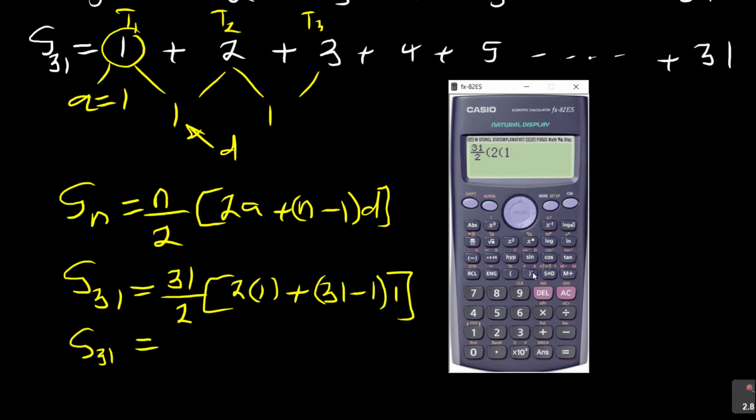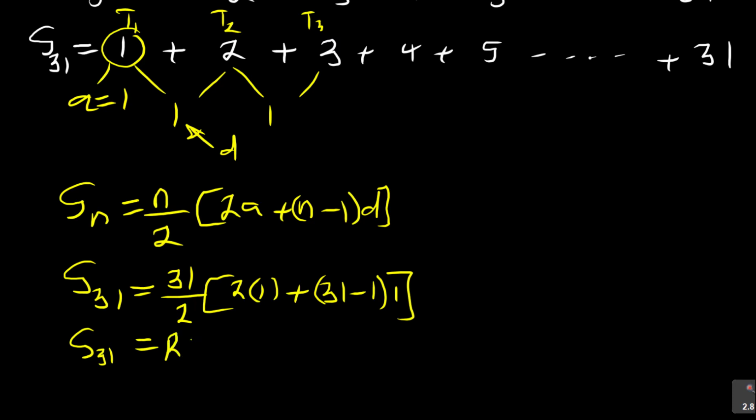You try to simplify because you are not so strong with your addition, multiplication, subtraction. You make errors. 2 bracket 1, plus, and then bracket 31 minus 1 times 1. But I will encourage you, let me close that first. That 1, which is your d, it's always better to put it before like that, because your calculator will give you an error if you put it in the end. Equal to 496.